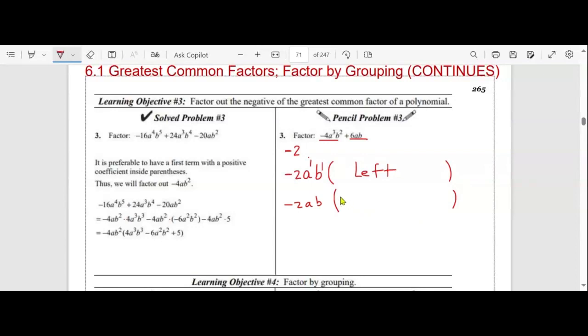Negative, you get 2, right? And a cubed divided by a squared. B squared divided by b, plus, well, minus. Why? Because I'm dividing, right? 6 divided by negative 2, what do you get? Negative 3. A divided by a, b divided by b. So that's your final answer. Is this clear? Clear or not clear?